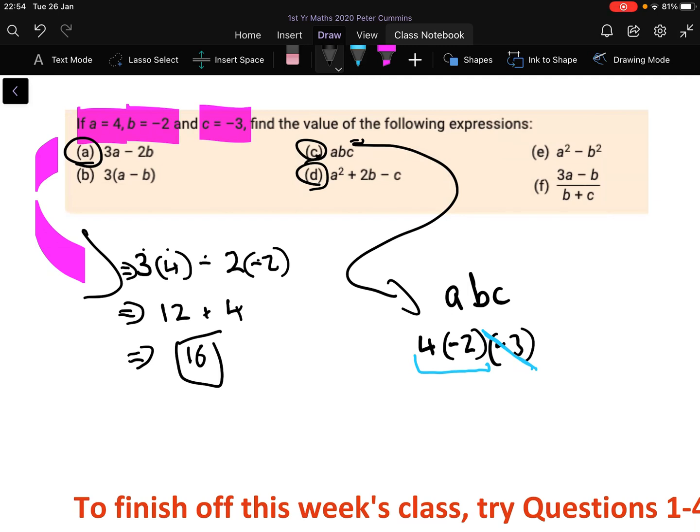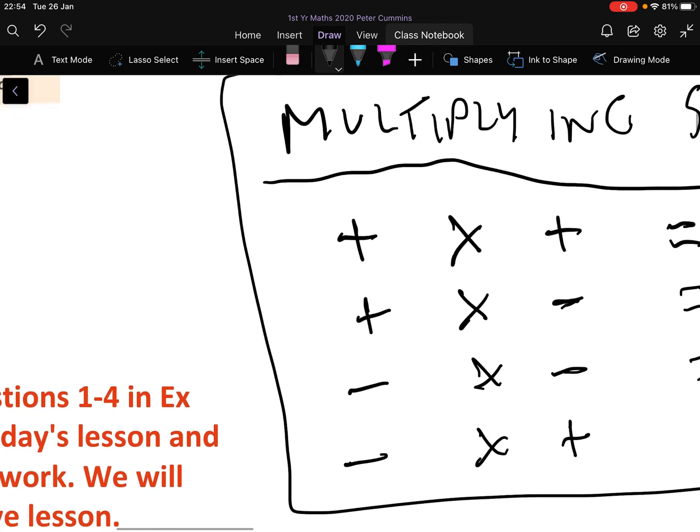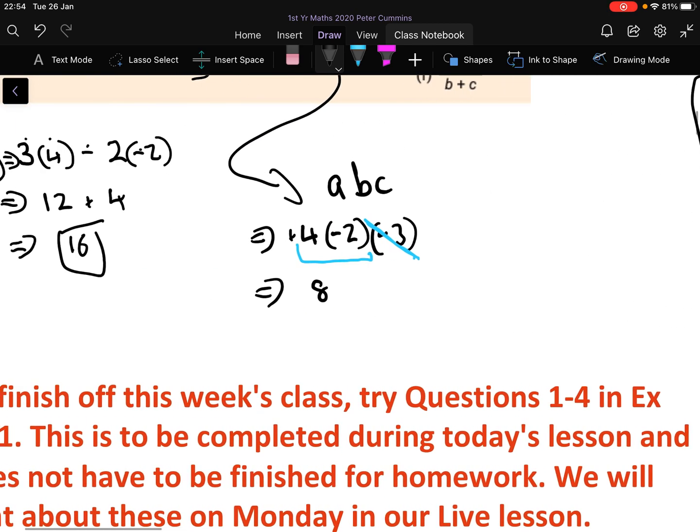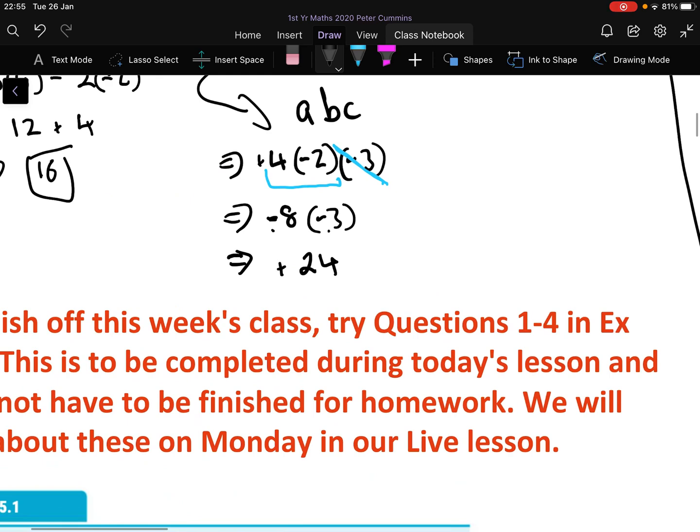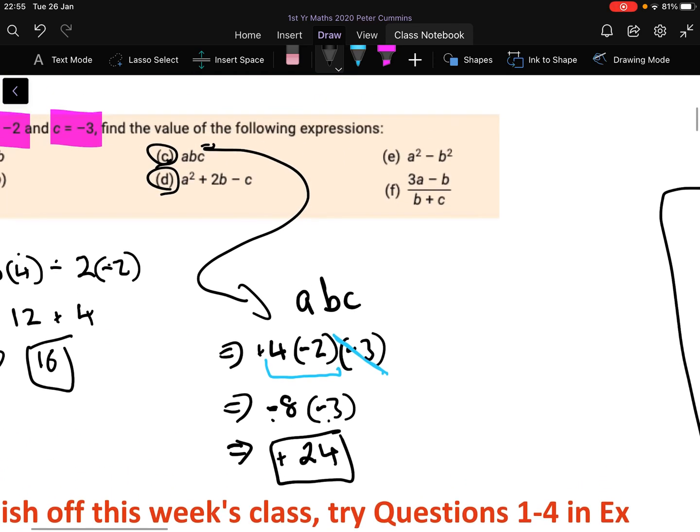Because if there's no sign in front of it, it's a plus, but I'm going to stick the plus in there just because we're only getting used to signs. So I'm going to do plus 4 by minus 2. Well, 4 by 2 is 8. That's easy. The signs are different. Plus by a minus is a minus. So it's going to be minus 8. I'm going to put back in my minus 3 now and finish it off. 8 by 3 is 24. But I have a minus by a minus. Minus by a minus is a plus. It's plus 24. And that's our answer.